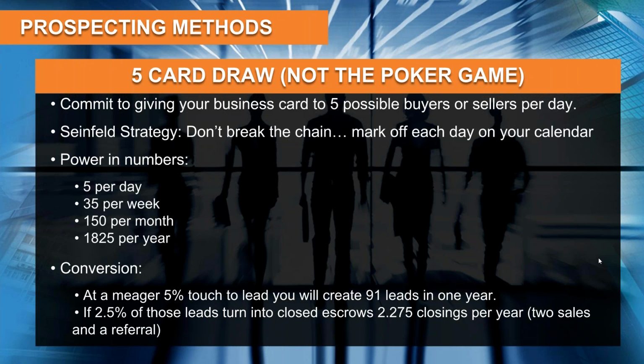If 2.5% of those 91 leads turns into a closed escrow, you'll get 2.275 closings per year. So what's the .275? Let's just call that a referral. So let's say, if the numbers are right, you're likely to get 2 sales and a referral out of this, a 25% referral.